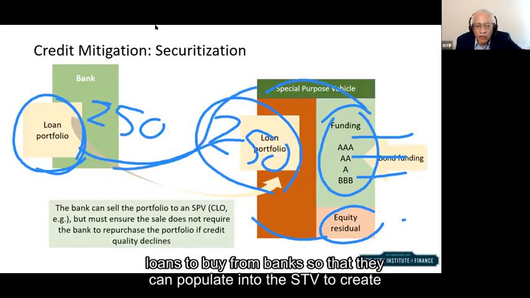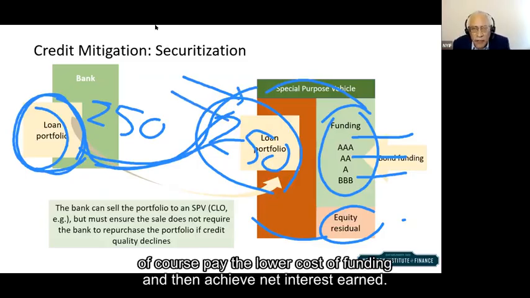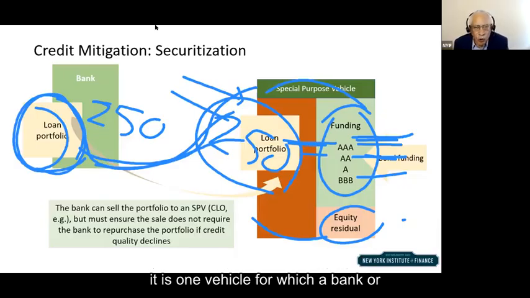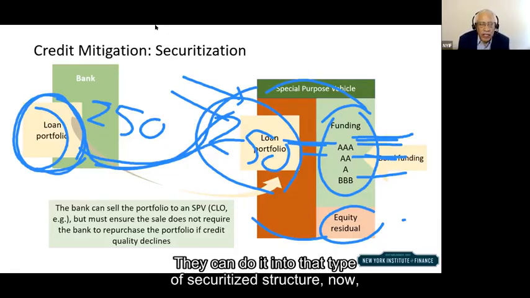It goes looking for loans to buy from banks so that they can populate the SPV, to create a structure to achieve the returns on those BB credits, and then, of course, pay the lower cost of funding and achieve net interest earned. So that's what a CLO is. And it is an option for a bank. It is one vehicle for which a bank or a financial institution that has loans and wants to transfer that risk can do it into that type of securitized structure.